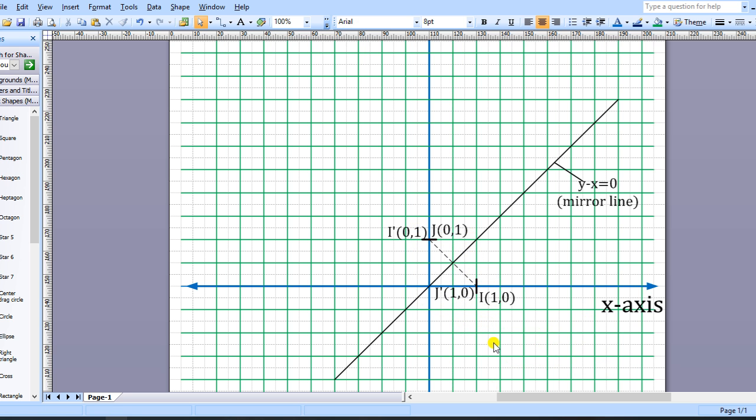Now, your matrix of reflection is going to be based on I prime and J prime. So it is going to be 0, 1, then 1, 0. That is how we are going to obtain this matrix that I'm going to write down.